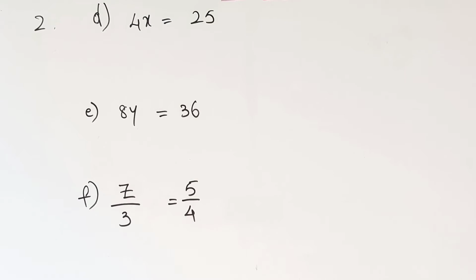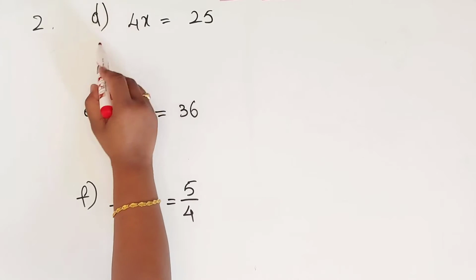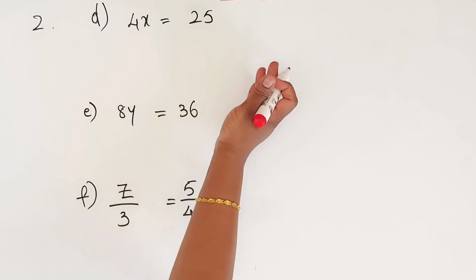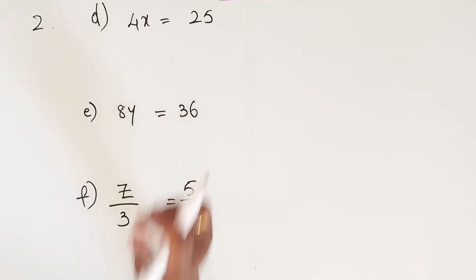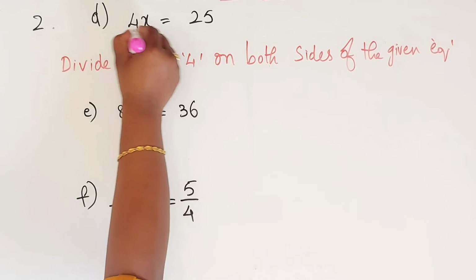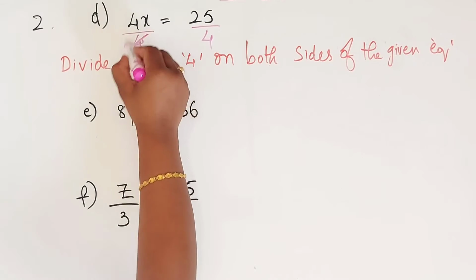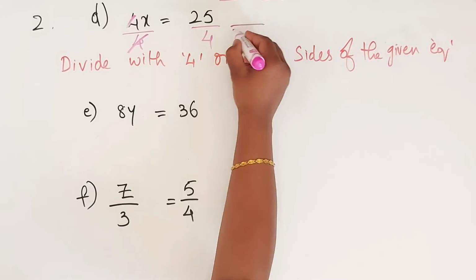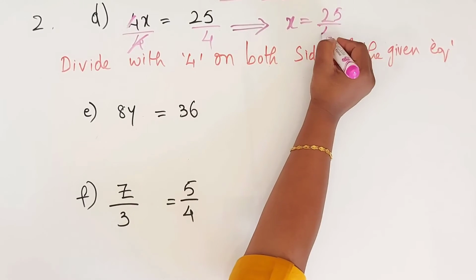Question D, children, 4x equal to 25. Here 4 is multiplying the variable. We don't want the number, so send it to the right hand side, otherwise we can divide by 4. Divide by 4 on both sides of the equation, children. Divided by 4 here and divided by 4 here also. Now 4 will get cancelled. We have only the variable. See, x equal to 25 by 4.